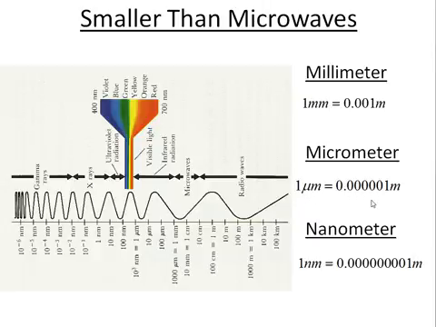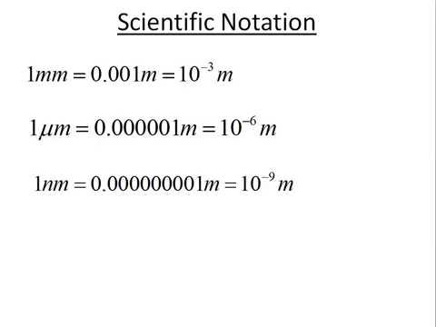Micrometer is a millionth of a meter, 0.000001 meters, and a nanometer is a billionth of a meter, 0.000000001 meters. This is quite cumbersome, writing all these zeros, and that's why we use scientific notation.